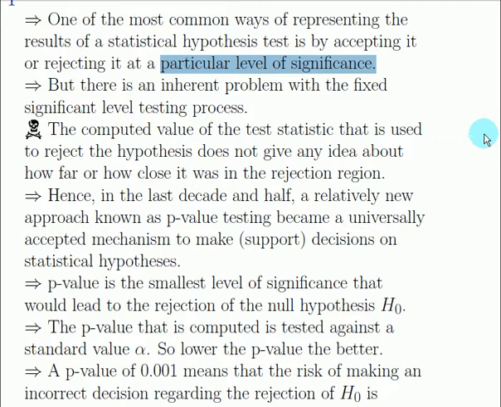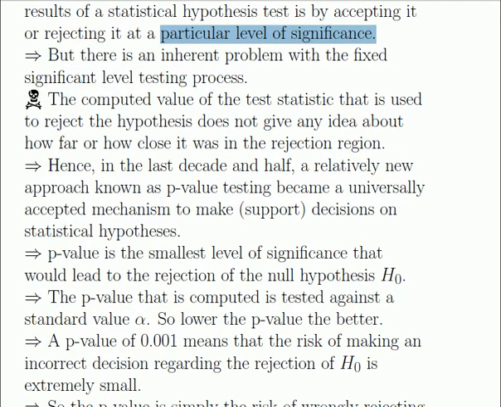good idea to the decision maker about how far it is in the rejection region or how close it is, right? Especially if you're doing one-sided tests, you might not have a clear idea about how bad or how good it is. To understand that better, what statisticians and mathematicians have done is that in the last decade and a half, a relatively new procedure called p-value testing became universally accepted to make and support decisions that you're taking. So p-value is nothing but the smallest level of significance that would lead to the rejection of your hypothesis.